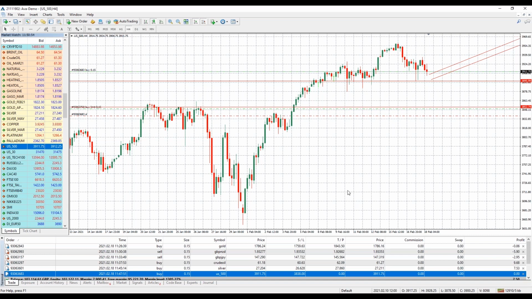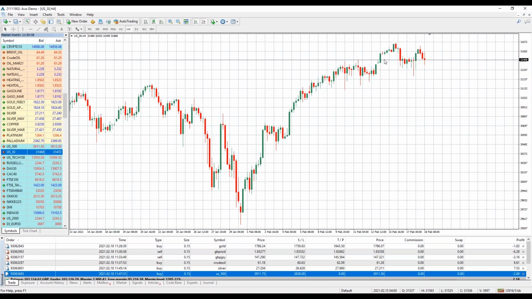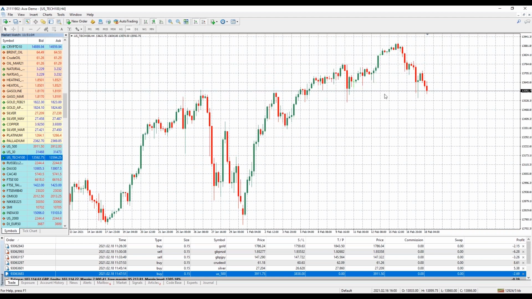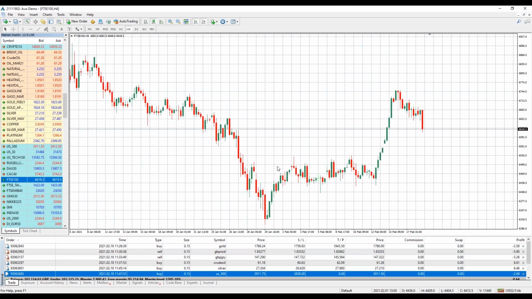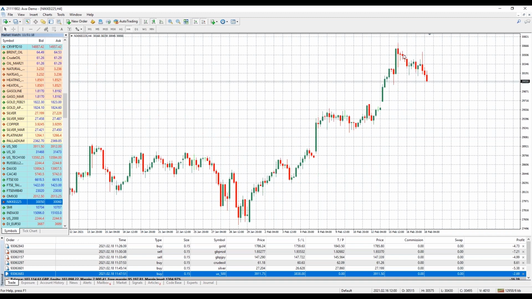I think this is a good place to stop. And we just as easily could have looked at US 30. It looks exactly the same. It pulled down to a support level. We could have looked at the NASDAQ. Same thing. It's down on a support level. We could have looked at the FTSE. It also pulled back. We could have looked at any number of indices, and you're going to see something very similar. A pullback all around the globe on major indices.